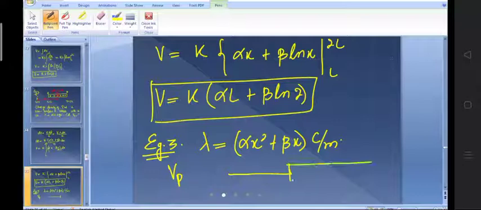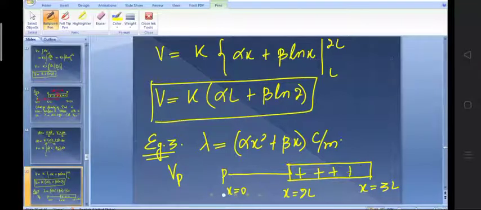Yes, so here we have this rod, and here the point of interest, which is point P, and this is x equal to 0. Let this be x equal to 2L, and let this be x equal to 3L. Then this is positively charged and non-uniform, given as alpha x square plus beta x, where alpha and beta are constants, and you are supposed to calculate potential at point P. This will be a home assignment for you. I'm sure you must be able to do it. There's no rocket science in it.